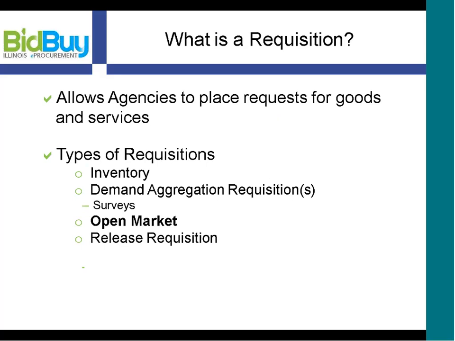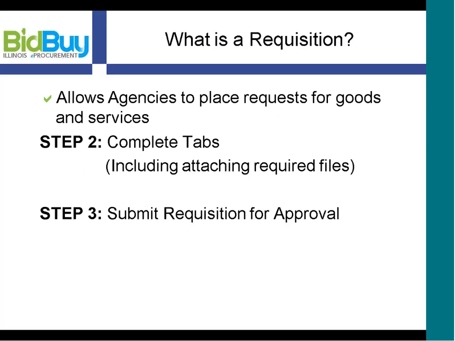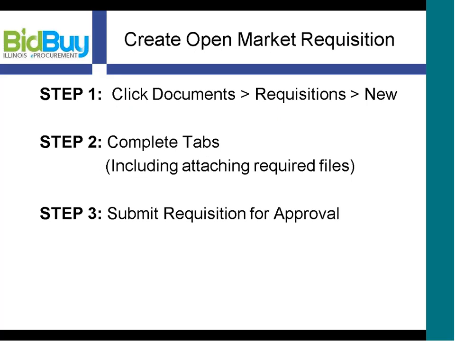To summarize, what is a requisition? It allows agencies to place a request for goods or services. There are different types of requisitions, but the one bolded is the open market requisition, which you will be entering. These are high-level steps on how to do this, and we will go through it step by step. For the most part, you're going to create a new requisition, complete some tabs, and then submit this requisition for approval.